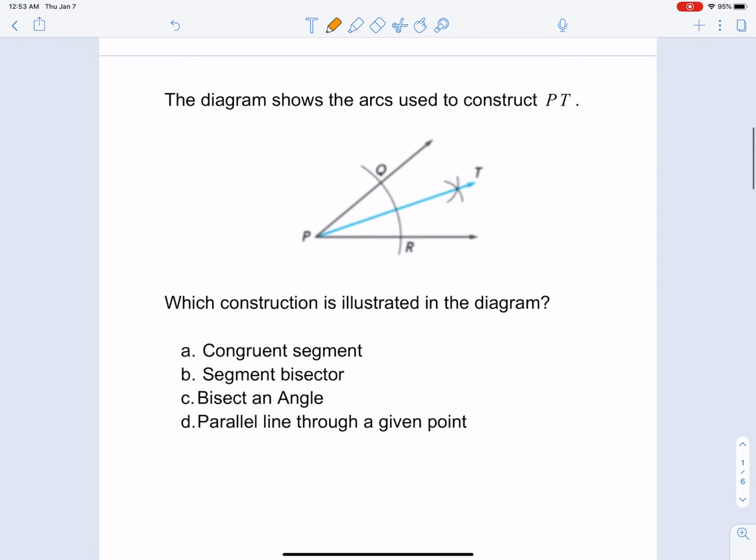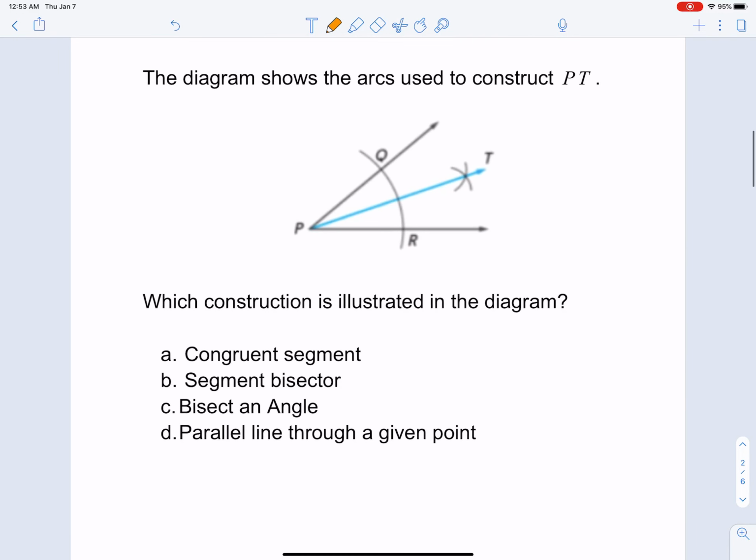All right, so our first question. The diagram shows the arc used to construct PT. So PT is this right here. Which construction is illustrated in the diagram? What I want you to think about is to read the answer choices and eliminate stuff you know it can't be true.